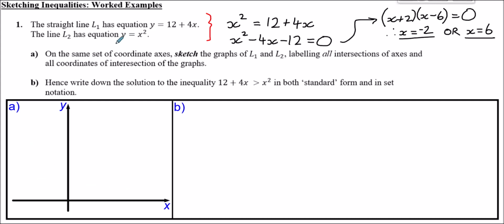So first of all, let's sketch y equals x squared. Again, apologies in advance for my terrible sketching of curves, but here goes nothing. Touches there, and back up again. That'll do. I know it's terrible, but please forgive me. And this one, y equals 12 plus 4x. Luckily I can cheat here and just use a straight line for this one. So this one's going to be something looking a bit like this.